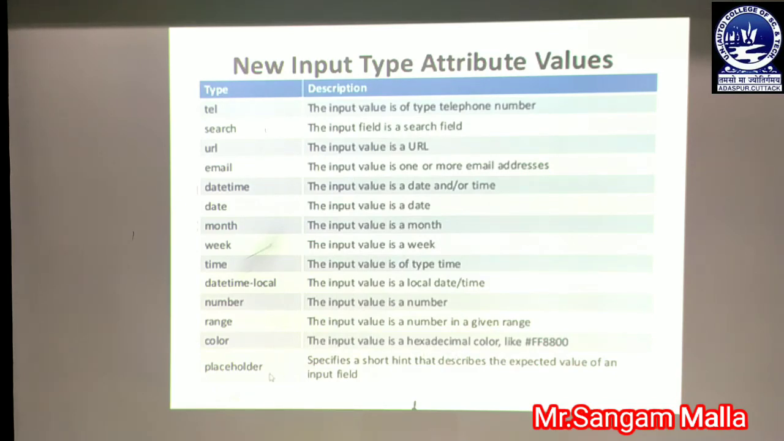Now comes the placeholder. It specifies a short hint that describes the expected value of an input field. That means you must have encountered the placeholder: whenever you move the mouse to a particular field in a web page, it will show what is required or what example is to be inputted by the user. So it comes under the placeholder. So these are some of the input type attributes which are required to design the form.